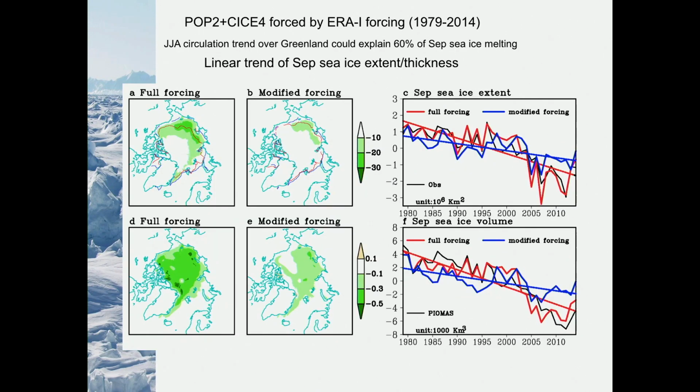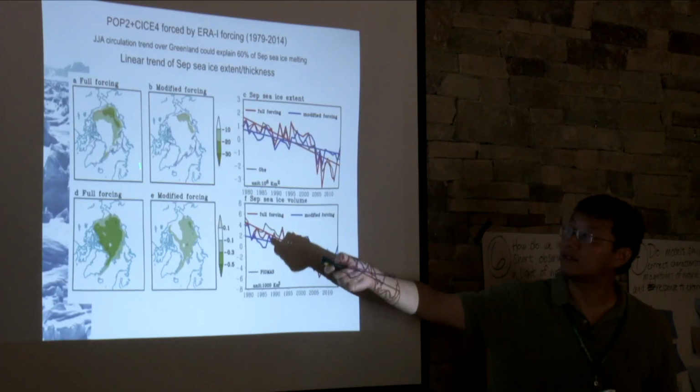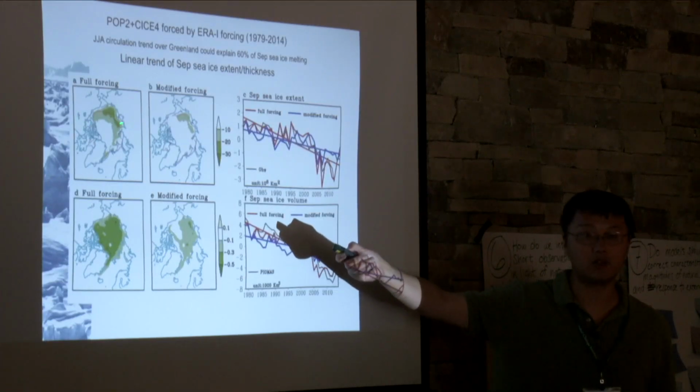So we want to quantify a little bit of this stuff. We have a standalone ocean-sea ice model, and we put ERA forcing there, so we can reproduce the sea ice melting. This is the extent melting trend.